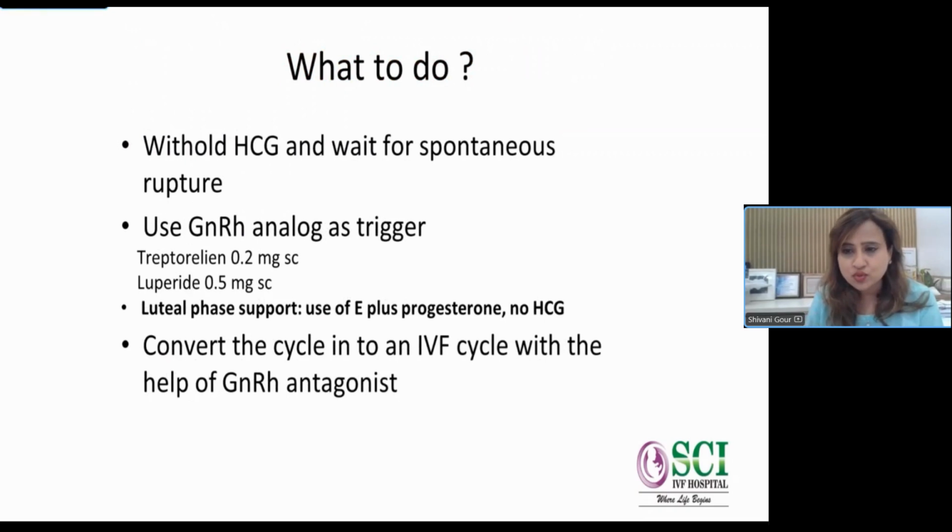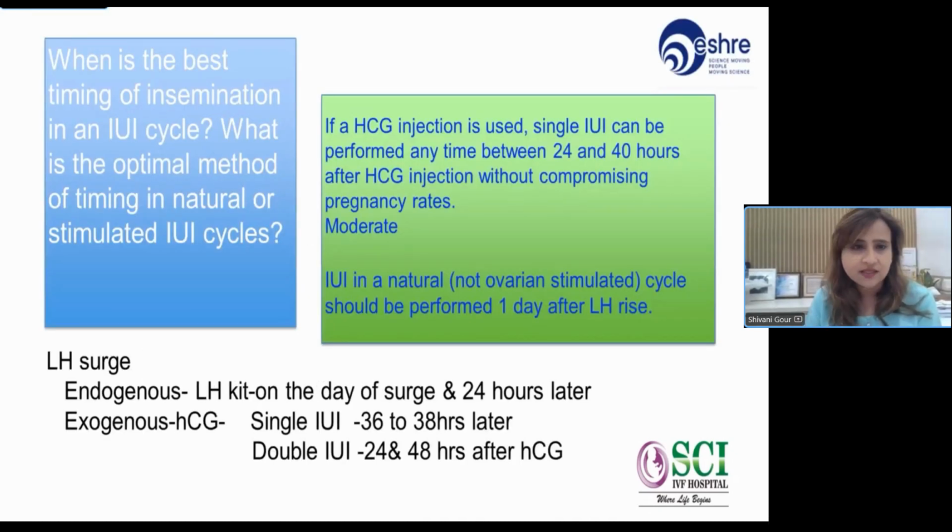So what to do in these cases? First of all, you can withhold your trigger, wait for spontaneous rupture, or use a GnRH analog as trigger. In that case, the GnRH analog I use is triptorelin 0.2 or leuprolide 0.5 milligram. For luteal phase support, you have to add estrogen tablets along with progesterone, and not give HCG for luteal phase support. Or the last option is to convert it into an IVF cycle with the antagonist.